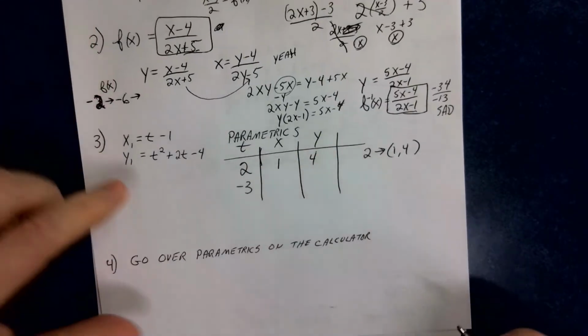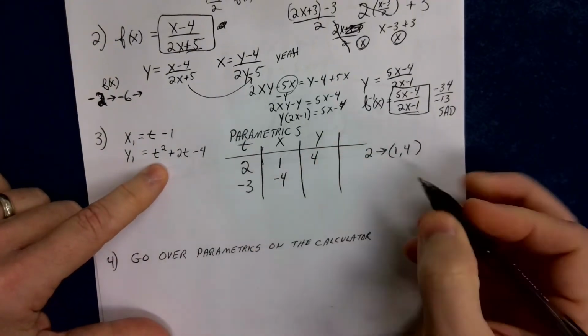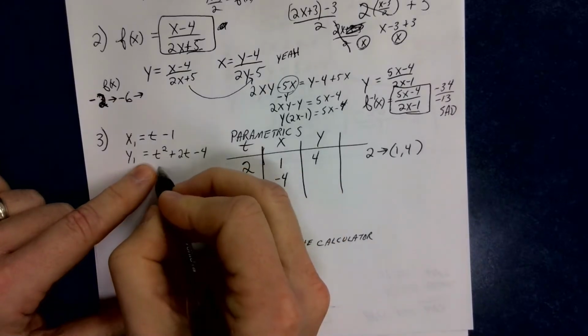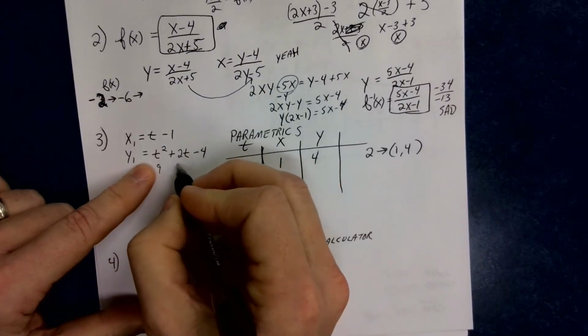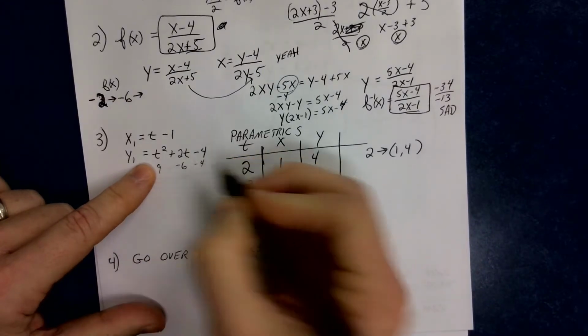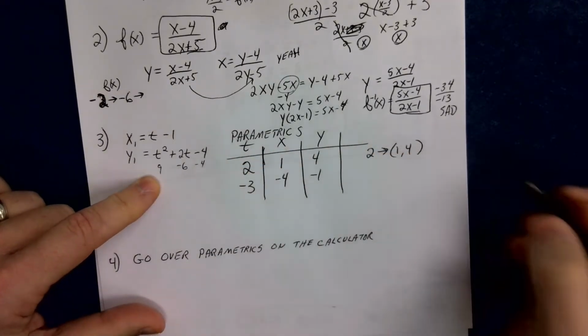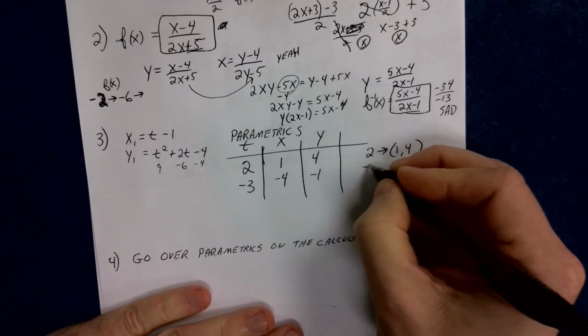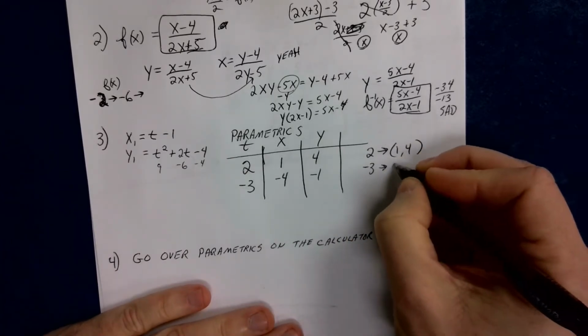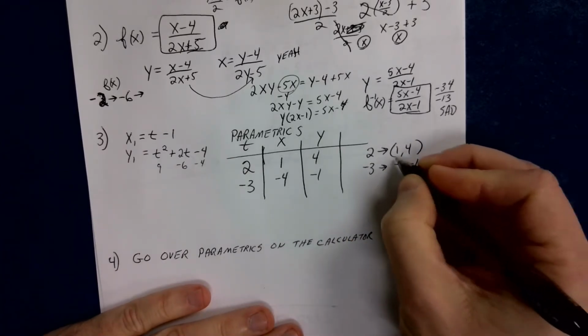Let's try one more, negative 3. That should give me a negative 4. And then negative 3 squared is 9. 2 times negative 3 is negative 6, minus 4, or negative 10, and 9 is negative 1. So a negative 3 input gives me negative 4 comma negative 1.